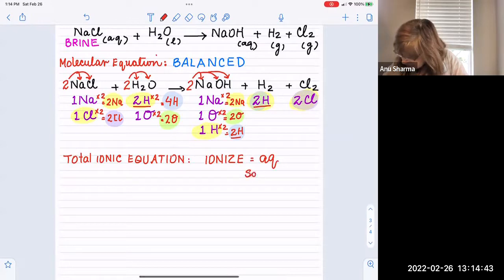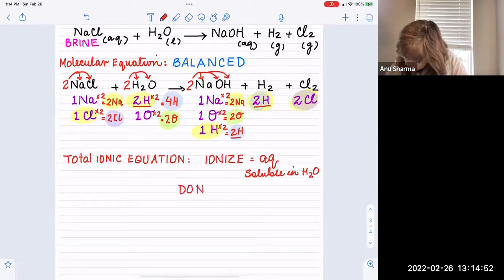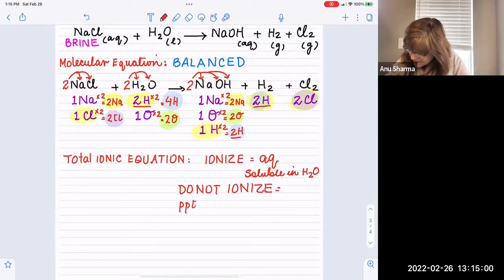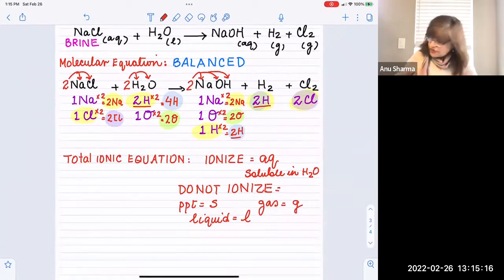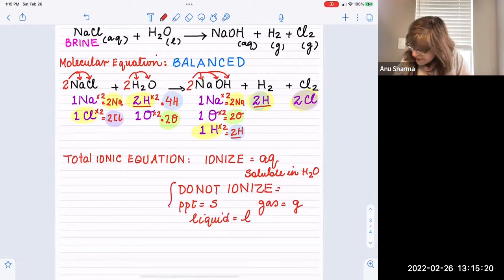Soluble in water only. That's one thing. Next is, this is a rule, do not ionize the precipitate, okay? Precipitate is the solid, okay? Next is liquids, something that is clearly a liquid, that is like water and is L, and something that is gas, this is written as G. Okay, so these do not dissolve in water. In other words, the species that are solids, liquids, or gases do not dissolve in water.